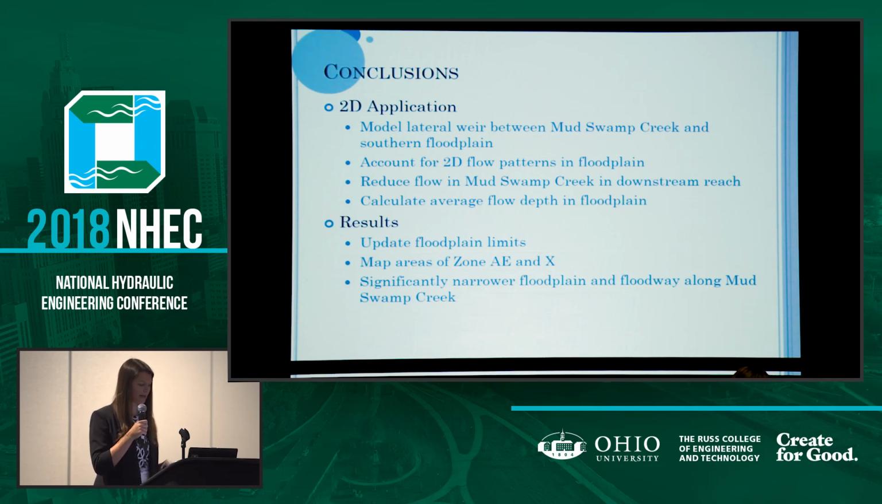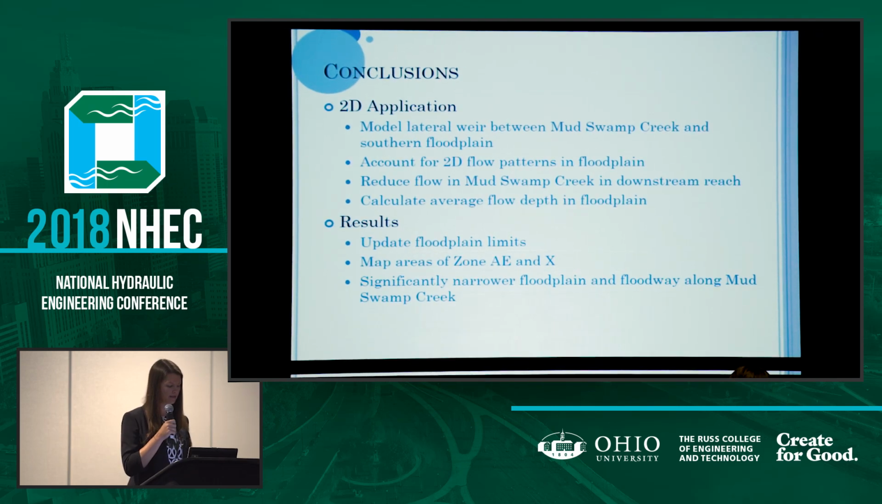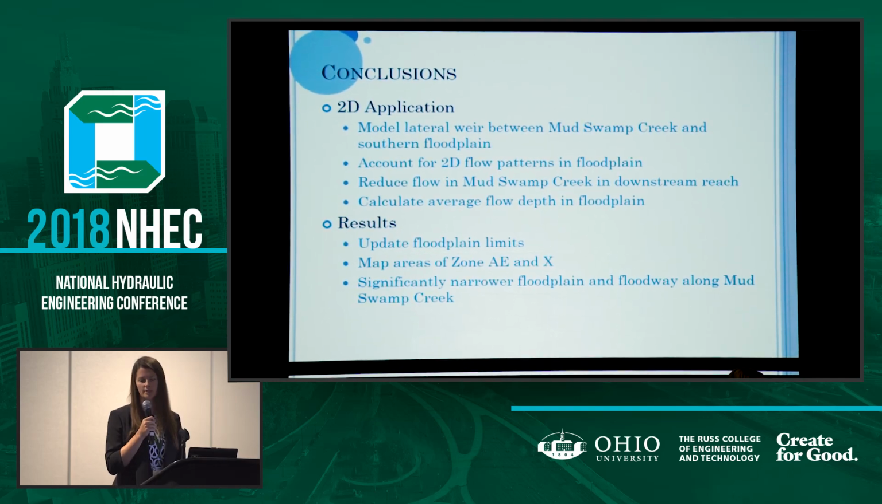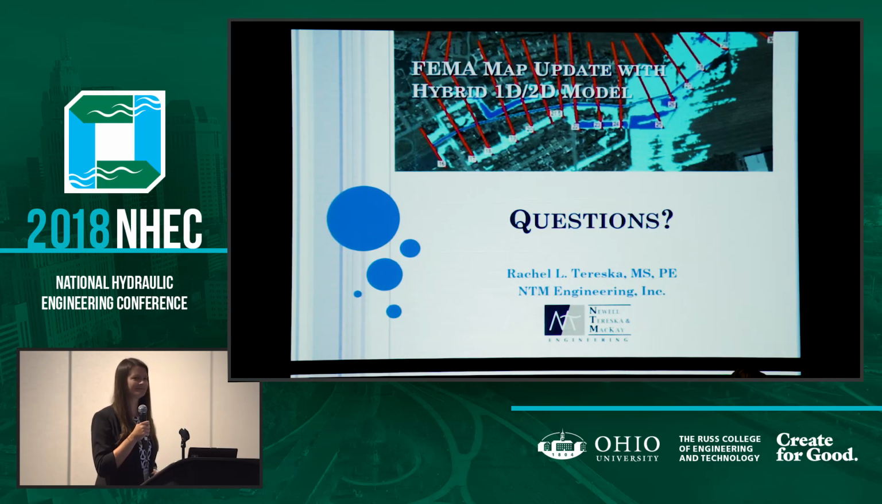So to conclude, adding a 2D component to this hydraulic model enabled us to allow flow to leave the system using a lateral weir and reduce the flow in the downstream reach. It also accounted for the 2D floodplain characteristics and the calculation of an average flow depth in the floodplain. In the end, our results significantly narrowed the floodplain and floodway, and the updated floodplain limits will provide a much more accurate floodplain map to the township. And with that, I'd be happy to answer any questions.